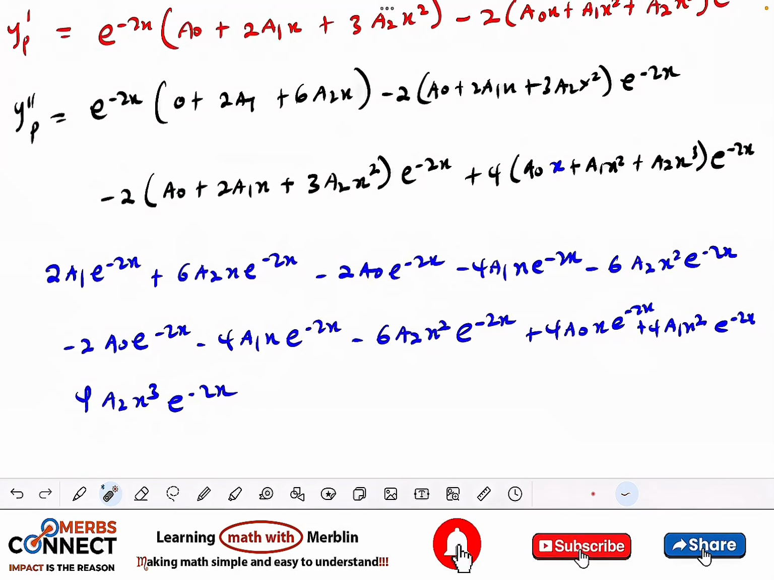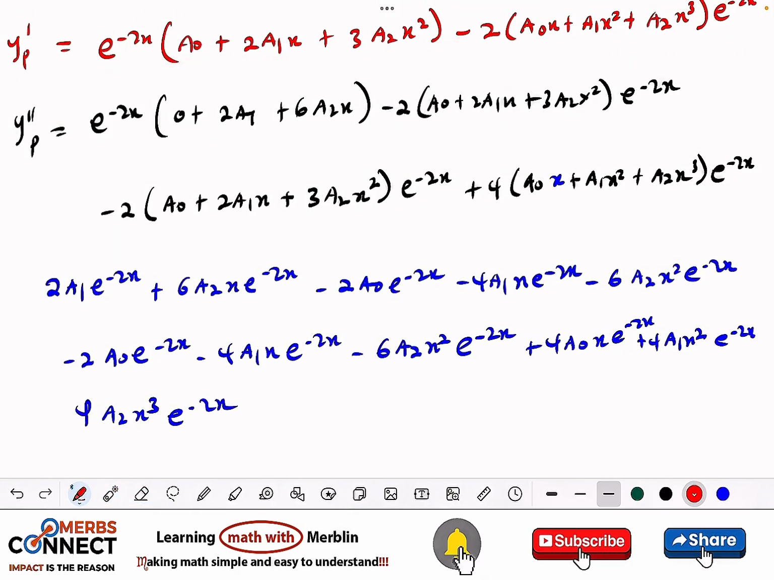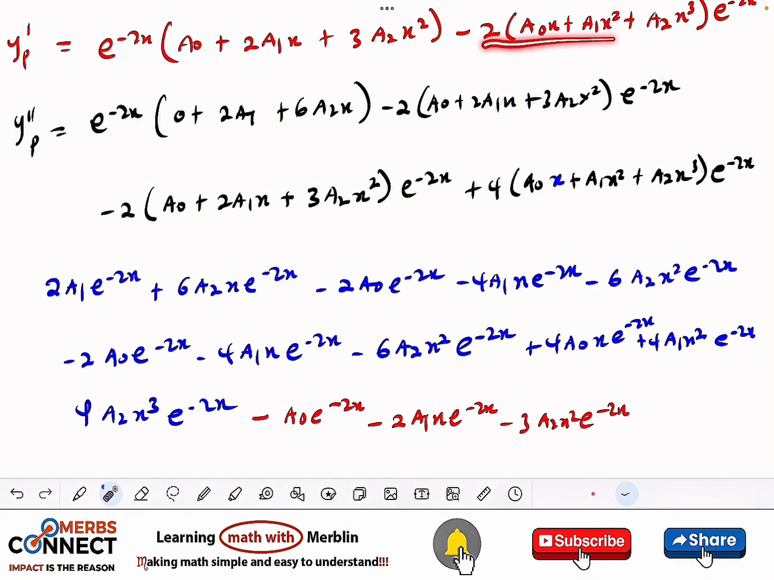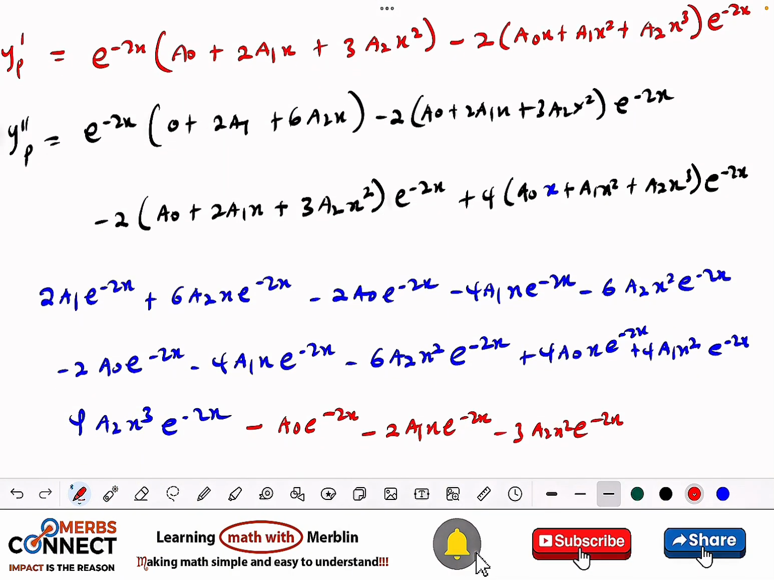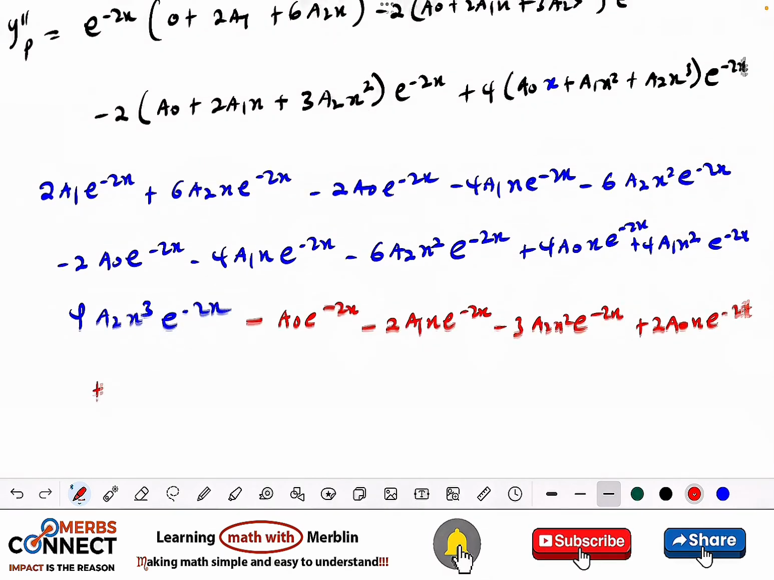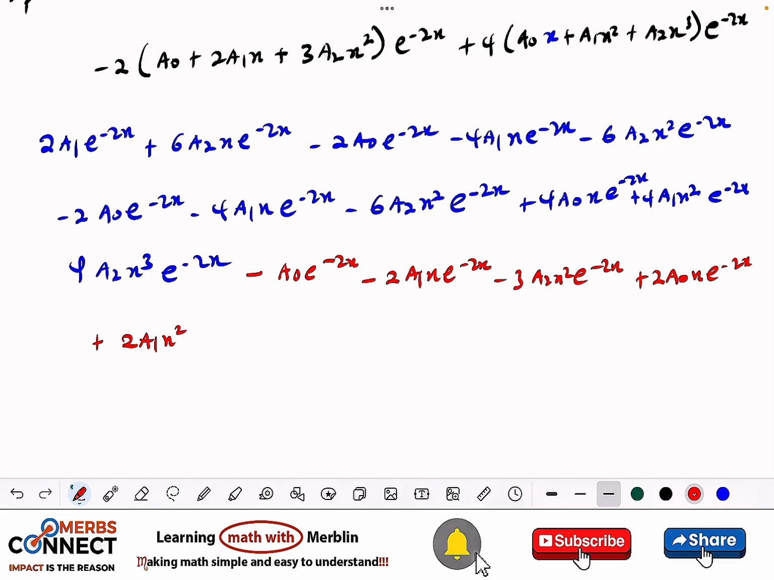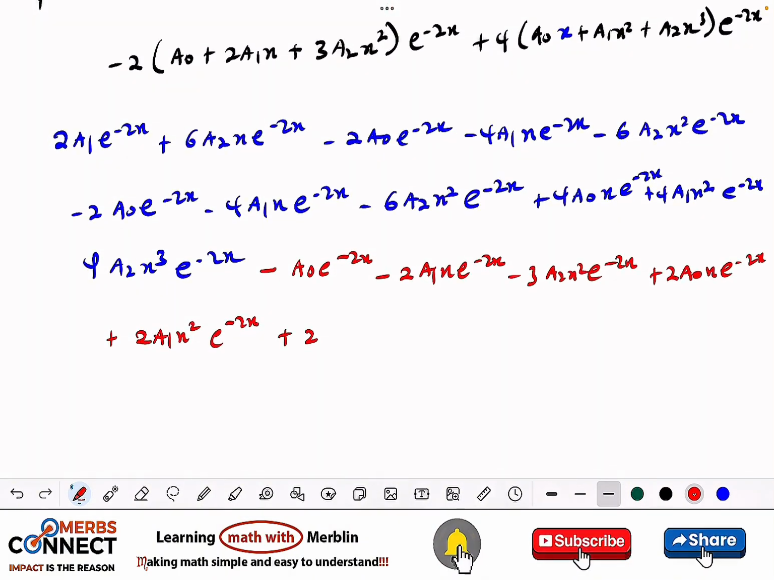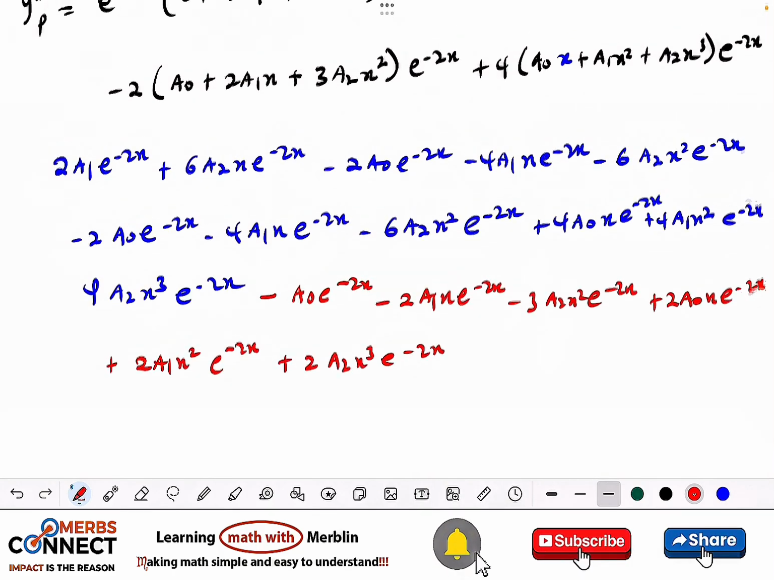Y prime. So when I multiply this through, I'm going to have minus a naught e to the power minus 2x, minus 2 a1 x e to the power minus 2x, minus 3 a2 x squared e to the power minus 2x. Remember, I'm multiplying through by minus, so this one becomes positive. So I'm going to have plus 2 a naught x e to the power minus 2x, then plus 2 a1 x squared e to the power minus 2x, plus 2 a2 x to the power 3 e to the power minus 2x. So that is y prime.